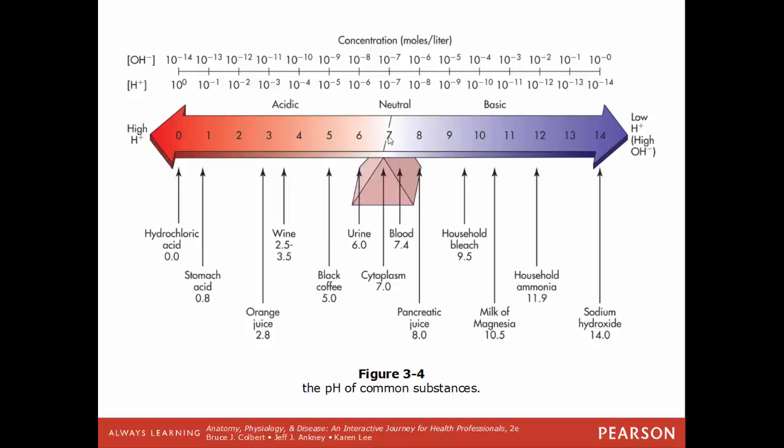Then you have 7, which is neutral, such as cytoplasm within cells. Distilled water is neutral. Then as you get higher and higher, you're getting stronger as a base. Pancreatic juice with a pH of 8 is a weak base. Household bleach is a little bit stronger. Ammonia is a little bit stronger. And sodium hydroxide is a very strong base. So the extremes on either end represent the strongest ones of those. So pH of 0, very strong acid. pH of 14, a very, very strong base.